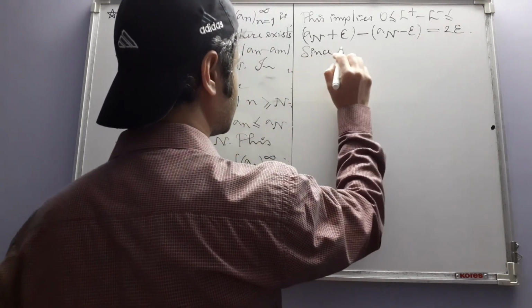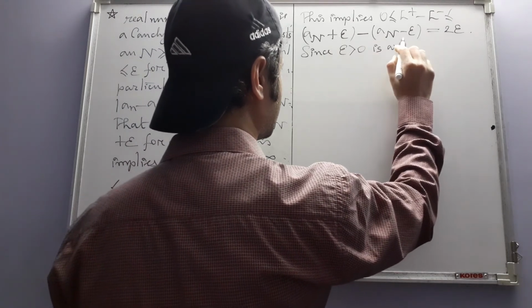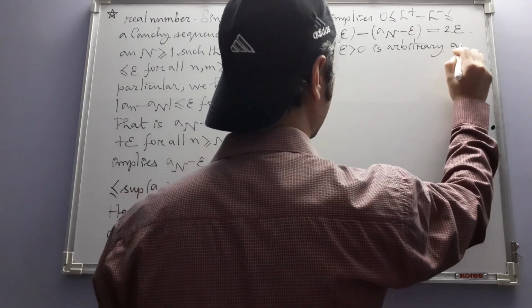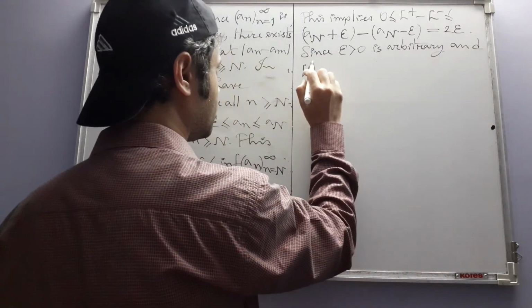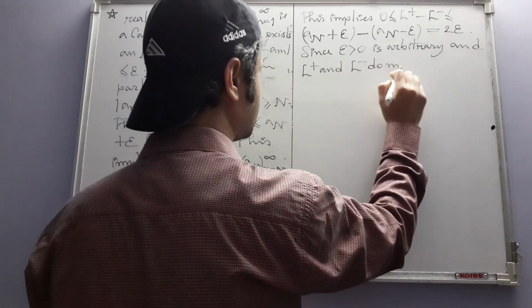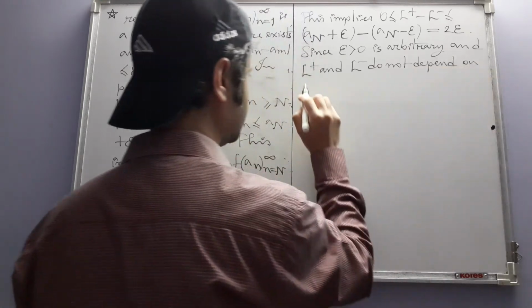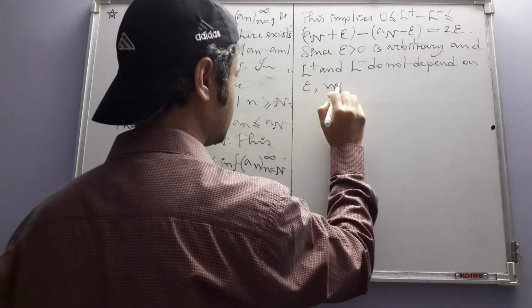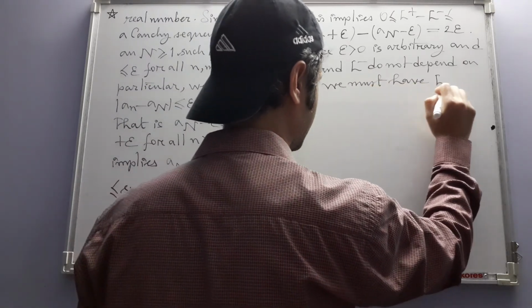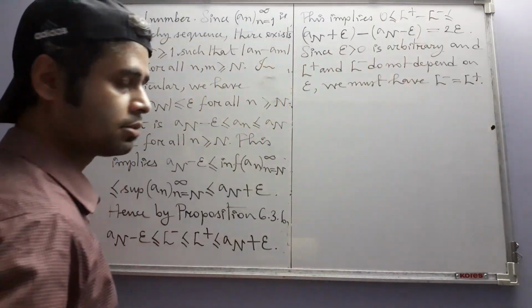Since epsilon is arbitrary and L plus and L minus do not depend on epsilon, we must have L minus equal to L plus, that is, this should be 0.